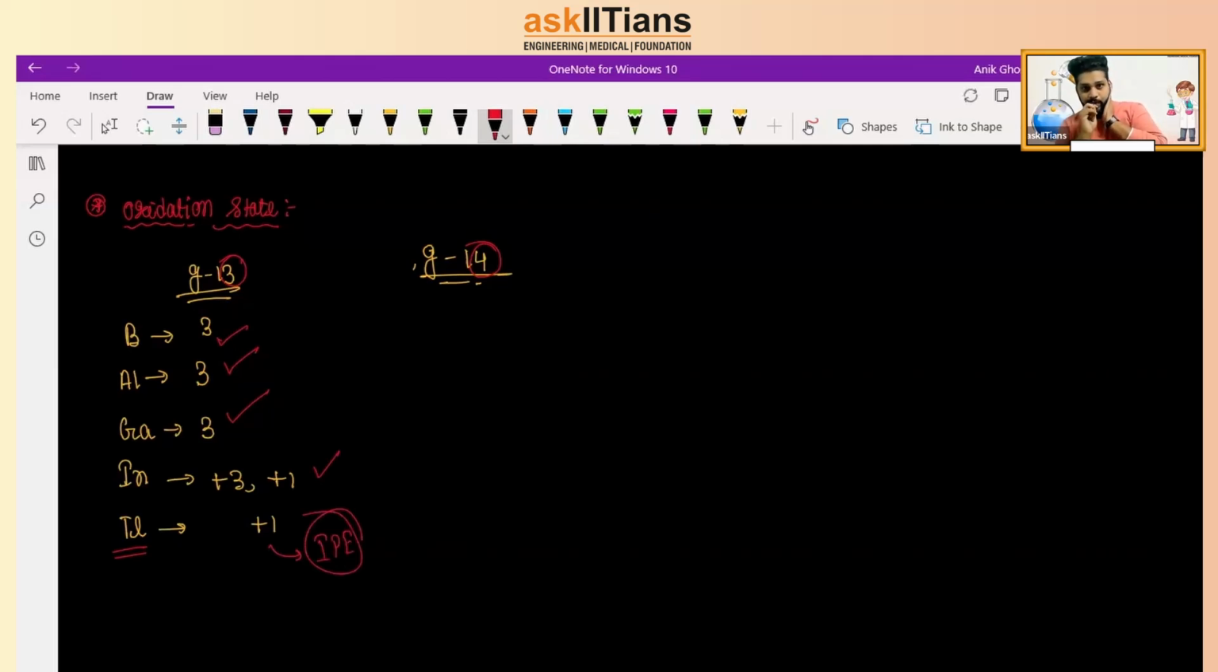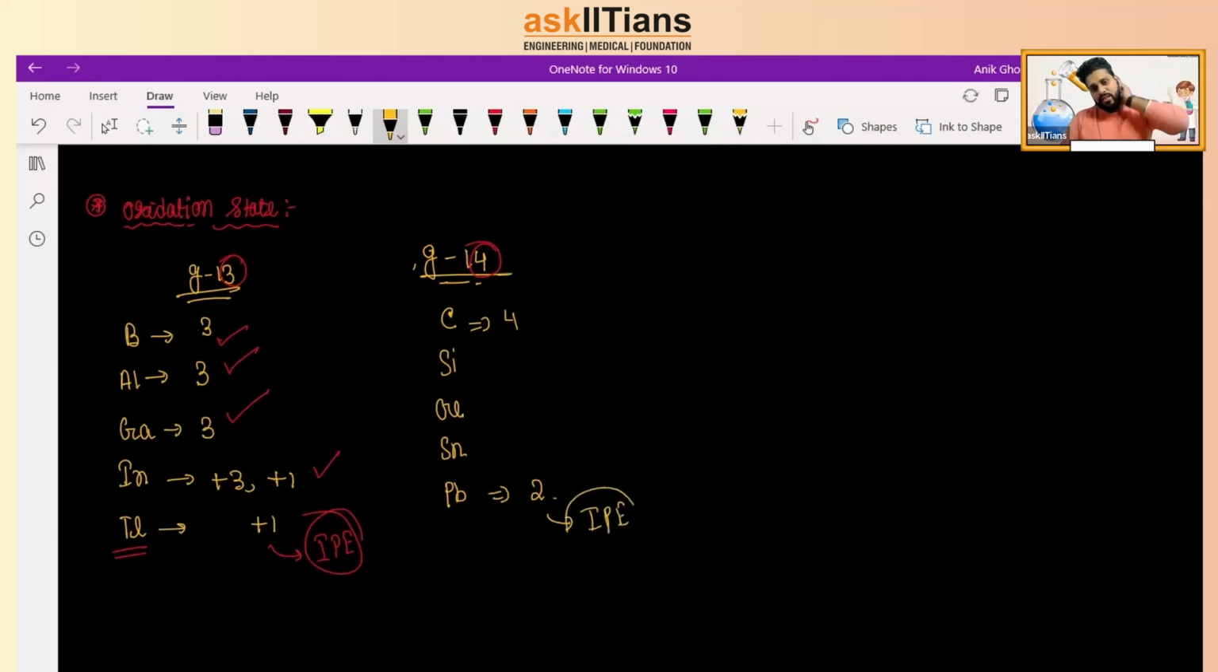If you don't know what the inert pair effect is, guys, watch the first 20 minutes of this video. You'll be able to understand what inert pair is. Now, due to the inert pair effect, thallium would show +1 valency, correct? Similarly, if I talk about carbon, silicon, germanium, tin, lead, the carbon group, you can see the valency is 4, whereas for lead, the valency has been found to be 2, because of the same thing, the inert pair effect.